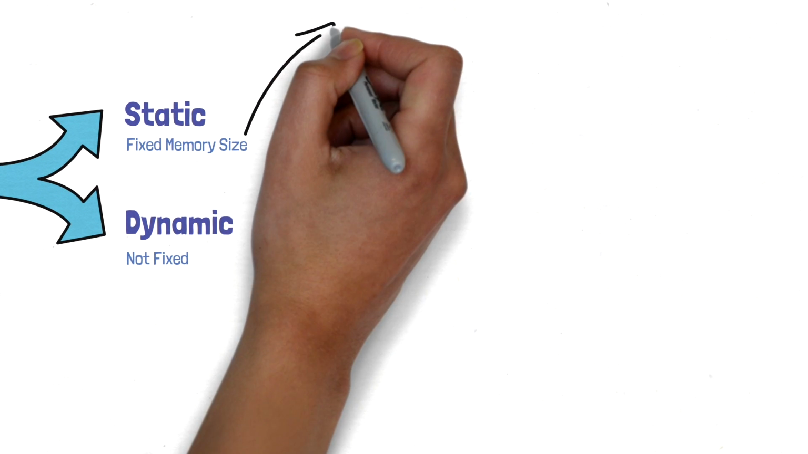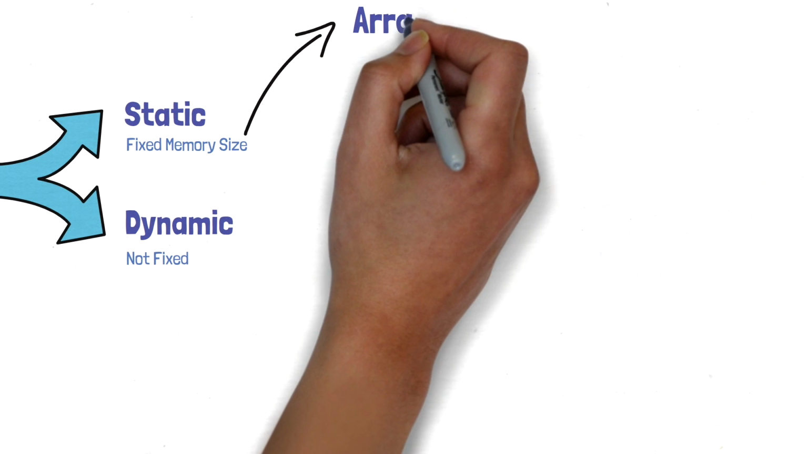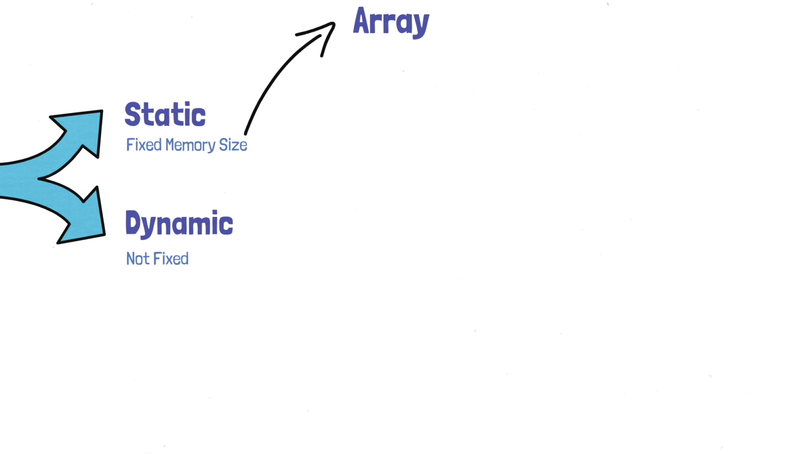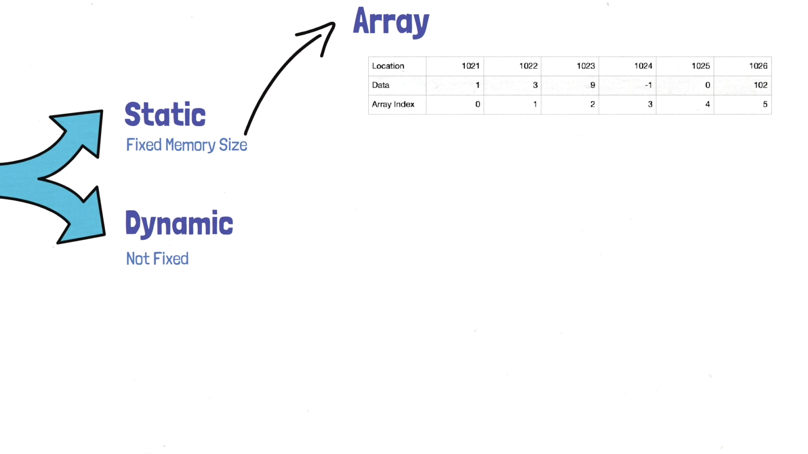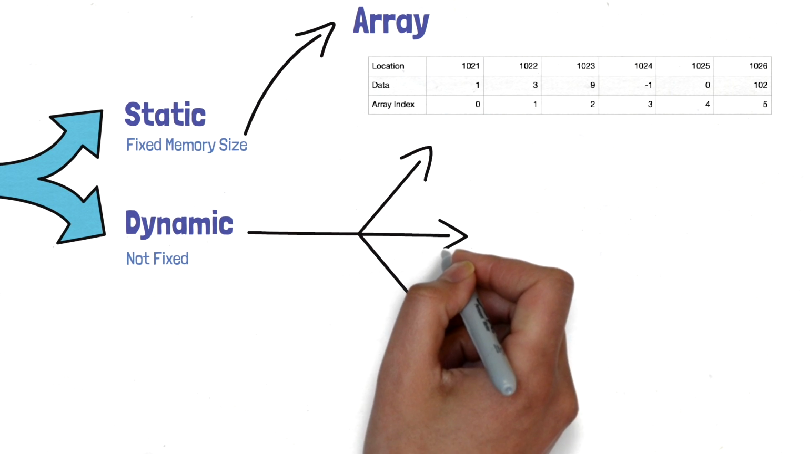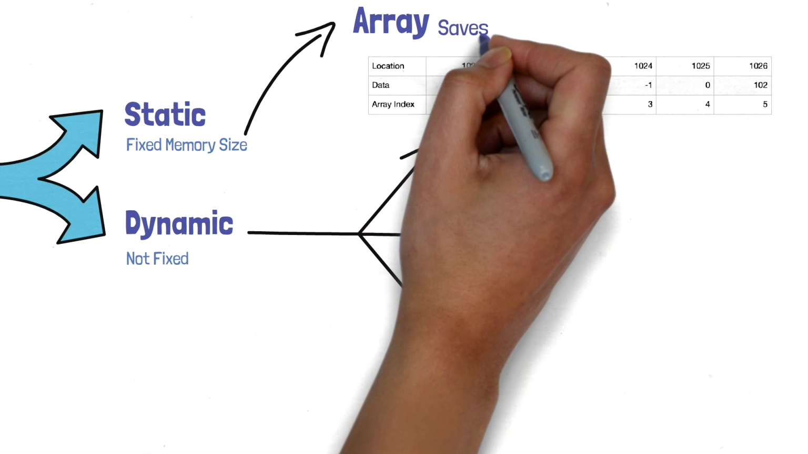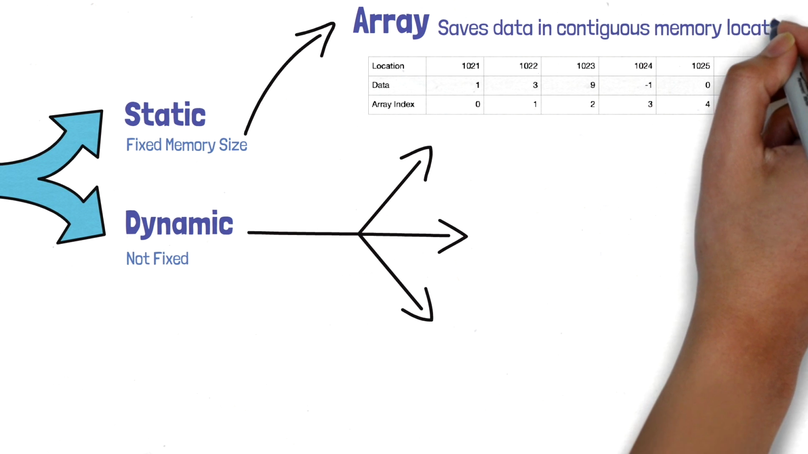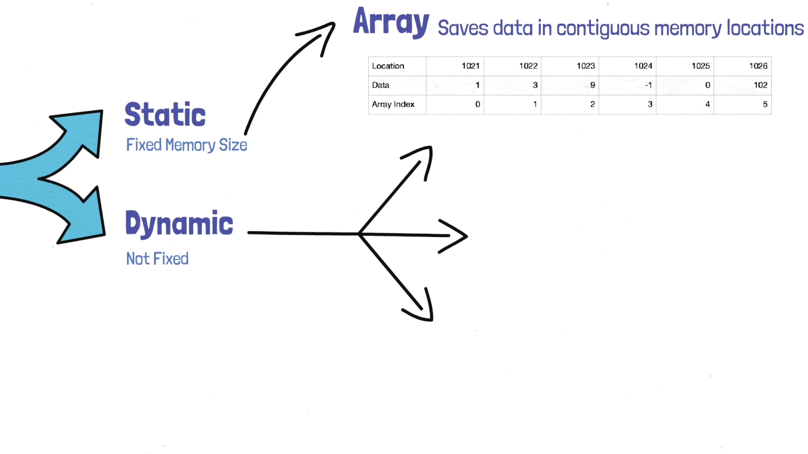Let's first look at one static data structure called array, and this is also usually the first data structure that a programmer will learn. It's just like storing the elements in a series of grids, which means arrays store the data in contiguous memory locations. Each location is assigned a unique index, which is called the array index. And the first index is usually 0 instead of 1.